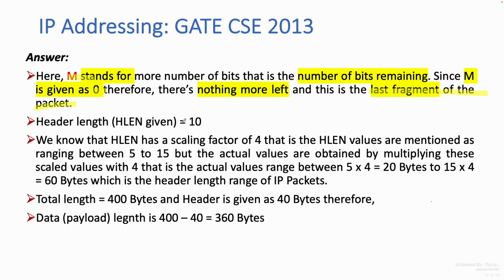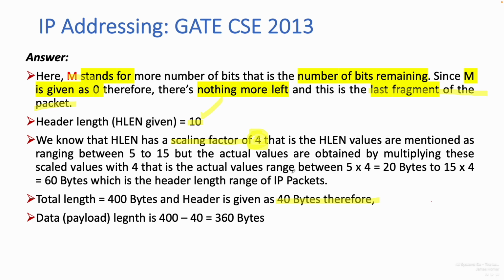So header length is given as 10, but it has a scaling factor. Scaling factor means increasing or decreasing a number by either multiplying it or dividing it. So if you have to increase the number, you multiply it with some constant value, and if you have to decrease the value, then you divide it with some constant value. Here we are multiplying it with 4, so we are increasing the quantity. So header length given is 10 multiplied by 4, which is 40 bytes.